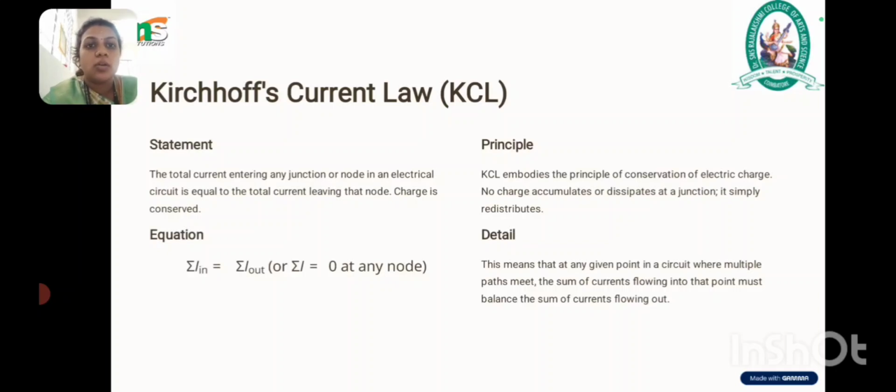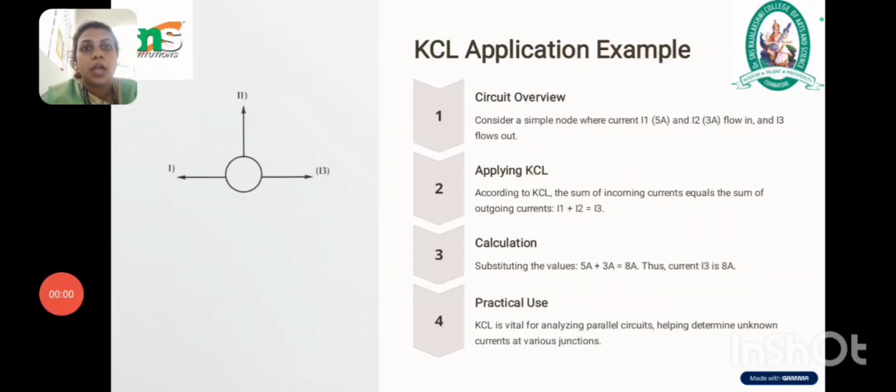The sum is equal to 0. So KCL is the principle of conservation of electrical charge. No charge is accumulated or dissipated at any junction; it is simply distributed. Now the applications of KCL, calculations and practical uses. Consider a simple node where currents of 5 A and 12 mA flow in and out. According to KCL, the sum of incoming currents equals the sum of outgoing currents.